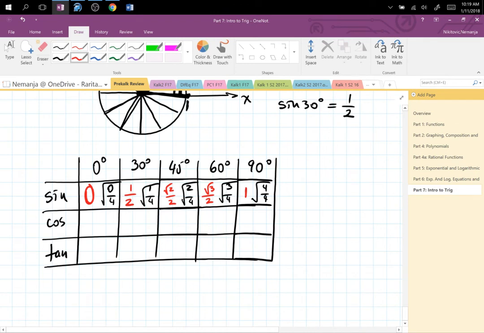What's sine of 45? Root 2 over 2. What's sine of 90? Sine of 90 is 1, right? So sine of 90 degrees is 1. Sine of 30 degrees is 1/2. Sine of 0 is 0. Sine of 45 is root 2 over 2. Right? Goes like that. So my students write this chart.